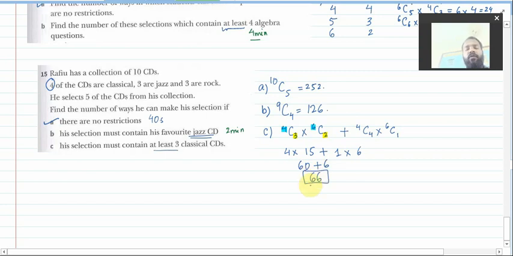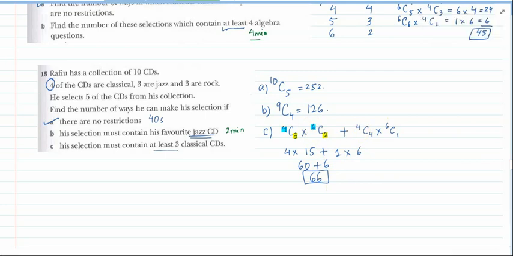So that is the total possible ways that he can select at least 3 classical CDs, and the remaining CDs can be from any collection. That is why we have selected 6 combination 2 or 6 combination 1. I hope that this part is clear to you, and now you need to write down the solution in your copy, and you have a time of 1 minute to note it down. So start.